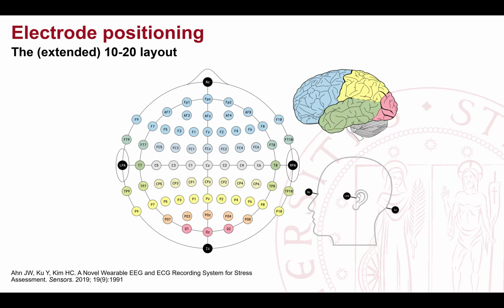So if I say FC6, I know that I'm between the frontal lobe and the primary motor area, and I'm in the right hemisphere, and also quite far, because it's the 6. So it's a convention, but it's useful to understand at a glance where I am recording the EEG.